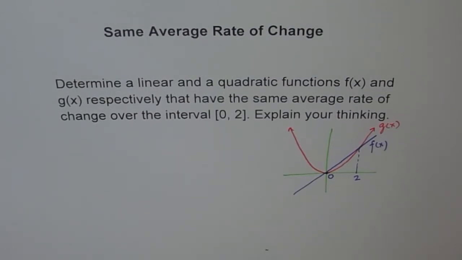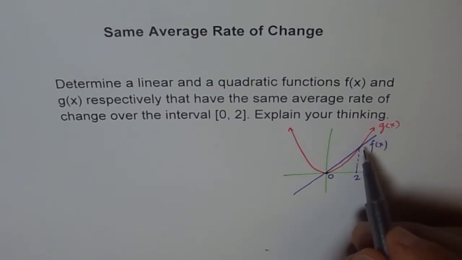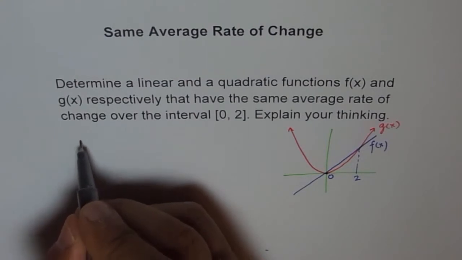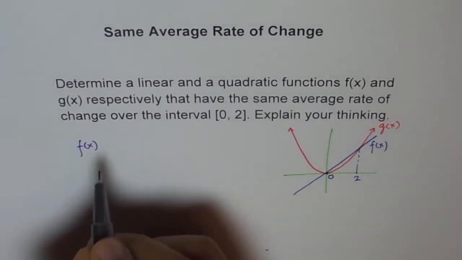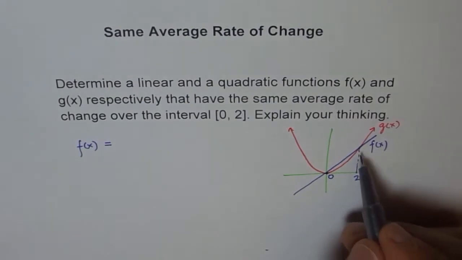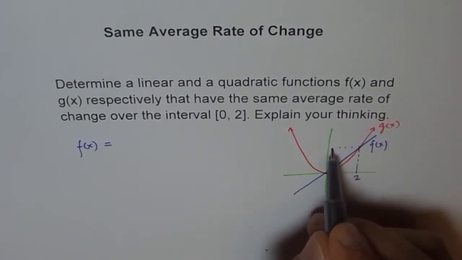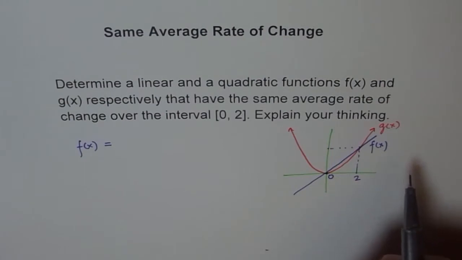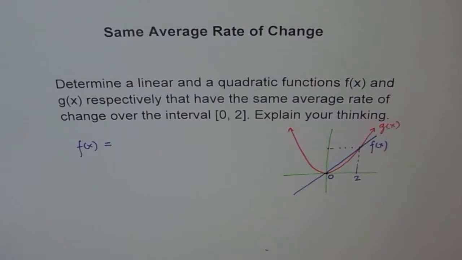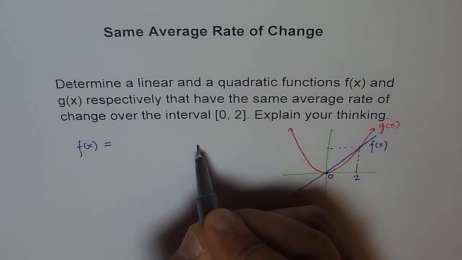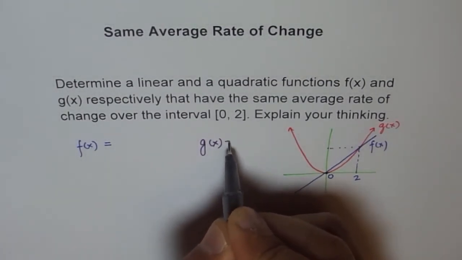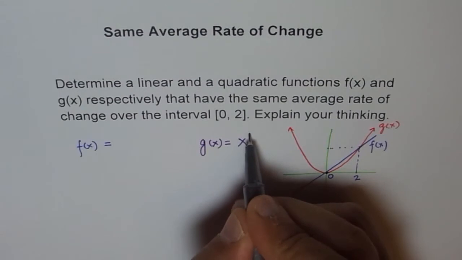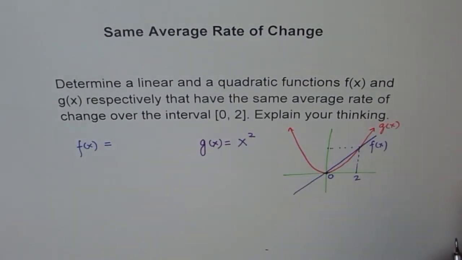Now the whole thing is to find the equation of the two, right? For the line, it's very easy to find the equation. Let's find f of x. So what should be the rise? Okay, so let's assume some equation. Let's start with the quadratic equation, g of x. So g of x equals x squared. Let's assume this is my equation, right? So I'm writing g of x is x squared.